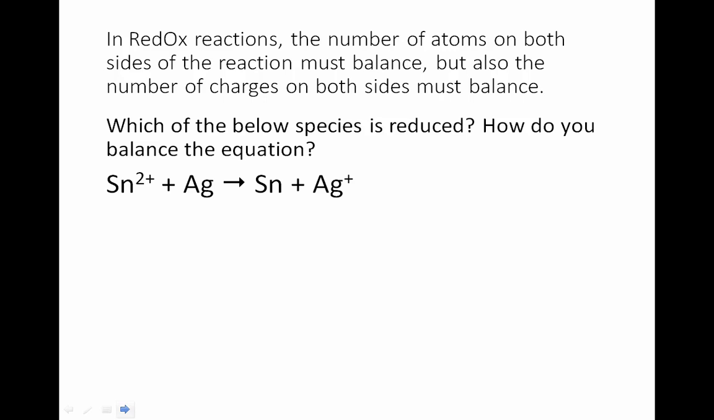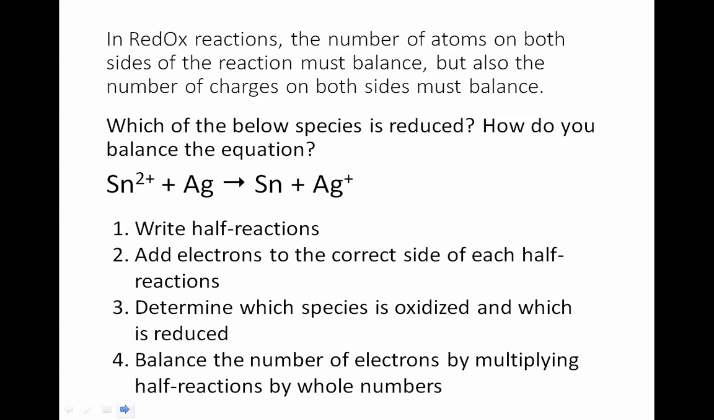So before we get into the question of which of the below species is reduced, let's talk about balancing this equation. I have 4 steps that I use in balancing equations. Number 1, write half reactions. We'll show you how to do that. Number 2, add electrons to the correct side of each half reaction. Then determine which species is oxidized and reduced. So that's where you get to answer the first question. Then the last step is balance the number of electrons by multiplying half reactions by whole numbers.